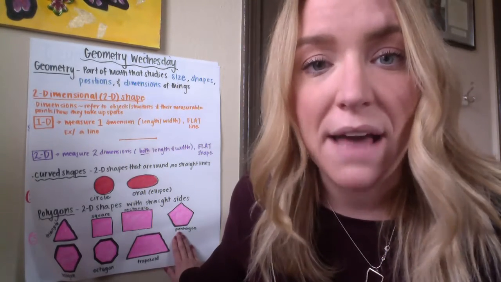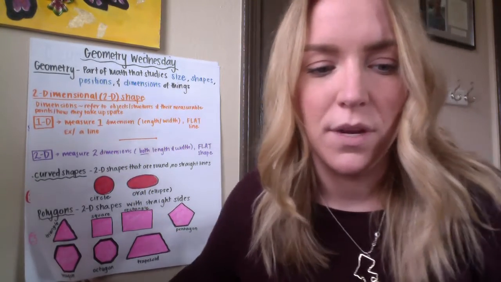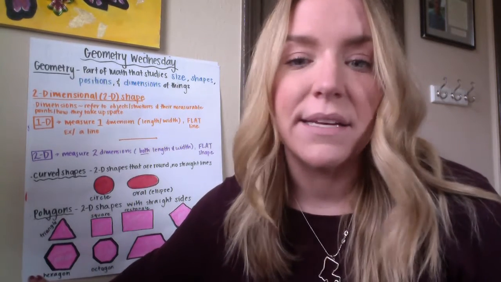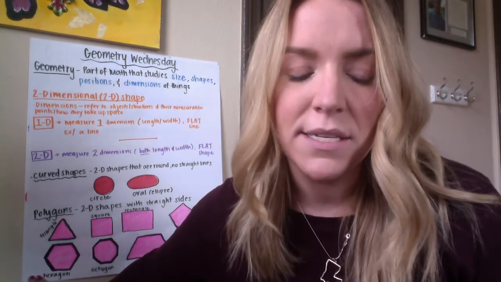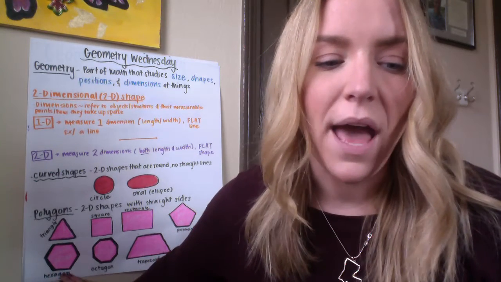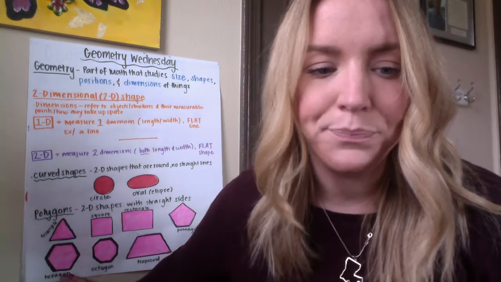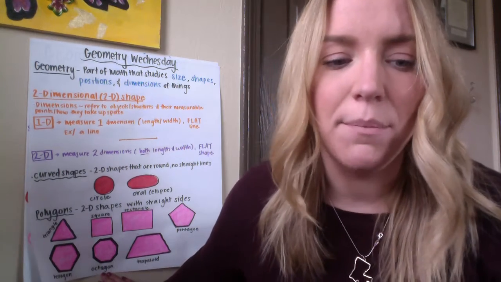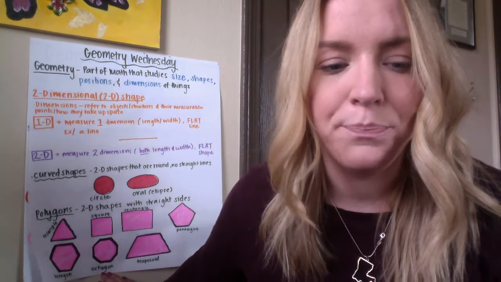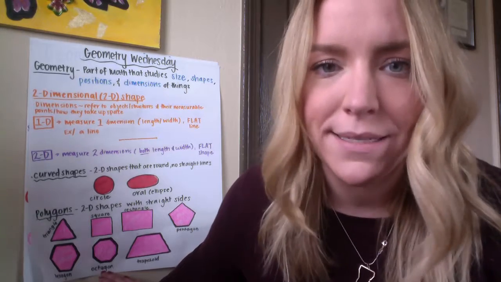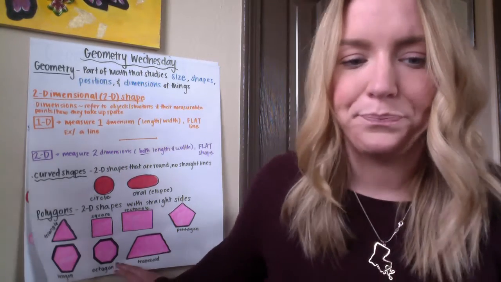Pentagon, five-sided shape. A hexagon, six sides. Hex just means six. Hexagon has six sides. We see a hexagon on a soccer ball. Octagon, it has eight sides. A stop sign is an octagon. Octa meaning eight, like an octopus has eight tentacles.